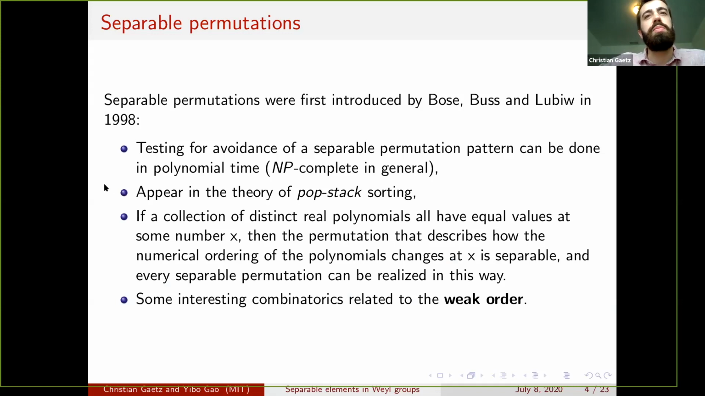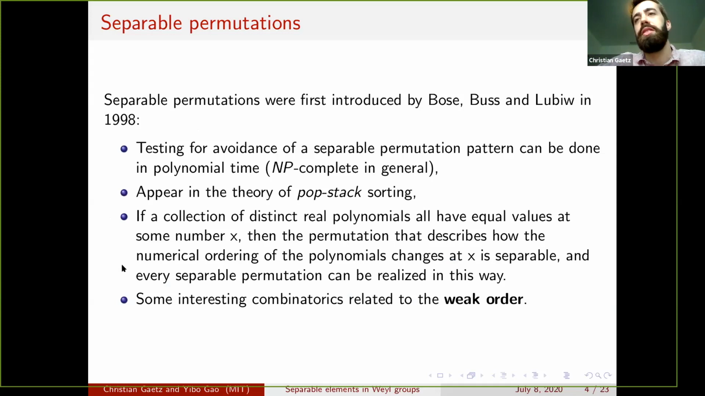So just a little bit of background. Separable permutations have been studied quite a bit. They were first introduced in the 90s in a computer science context. Testing for avoidance of separable patterns can be done efficiently compared to testing for general patterns. They appear in the theory of pop stack sorting.